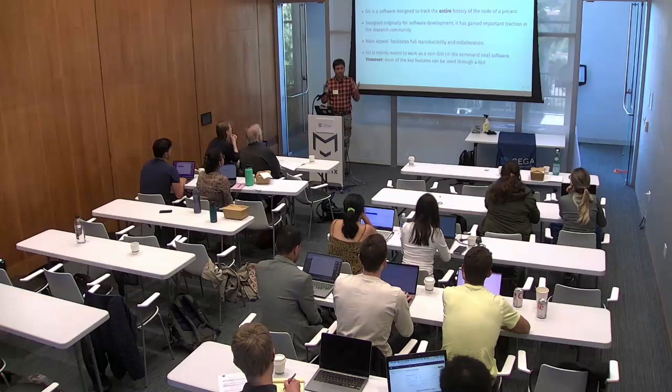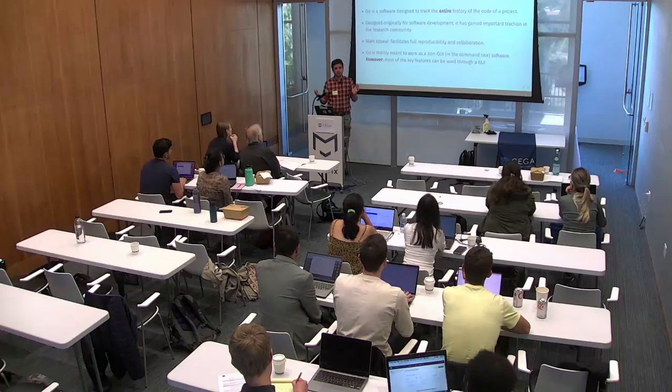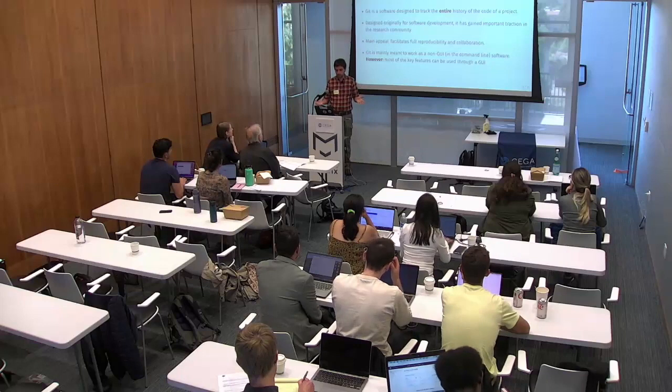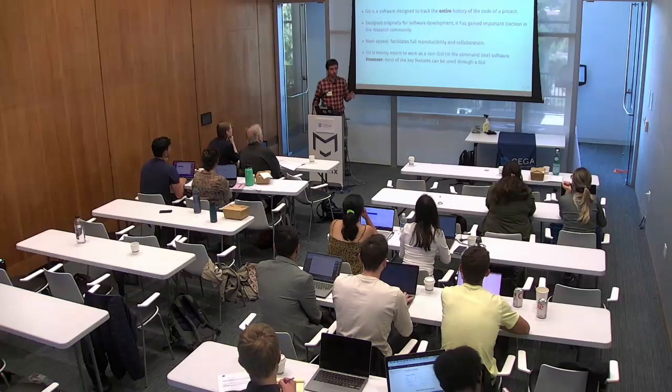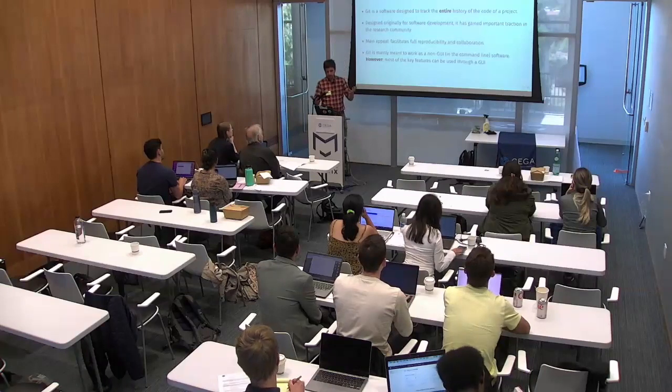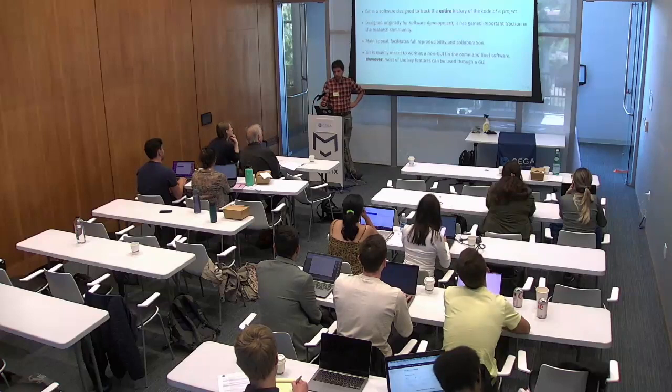And what is Git? What is this software? It's software that is designed to track the entire history of a code of a project. It was originally designed for software development, but now it's gaining more and more traction among the research community. The main appeal is it facilitates full reproducibility and collaboration. And as I said, even though it's designed to run on the command line, most of the features can be accessed through graphical user interfaces.